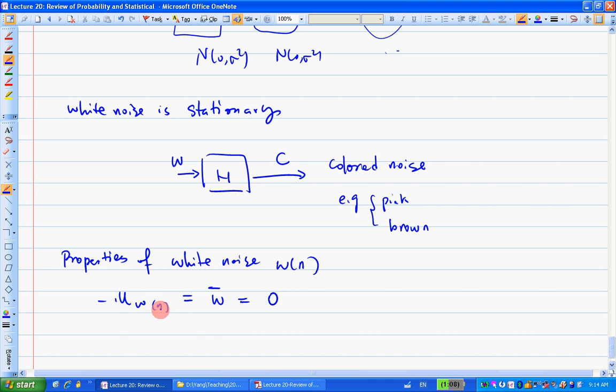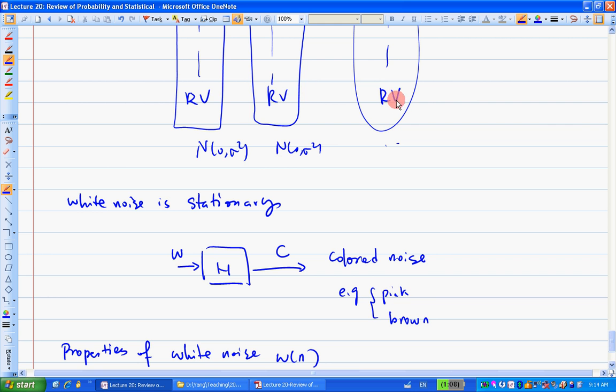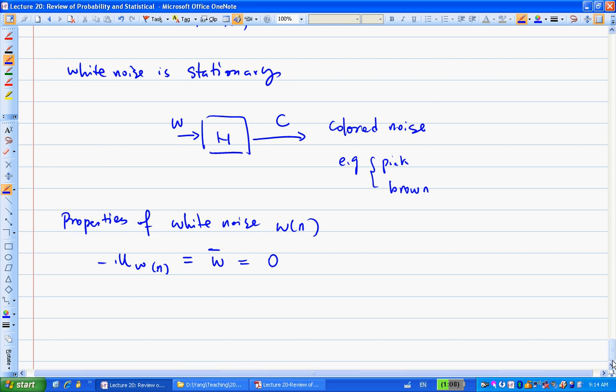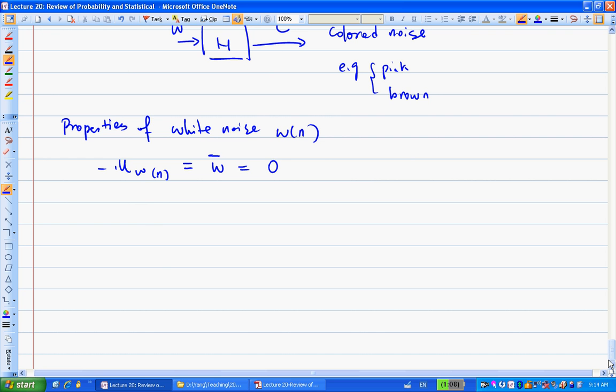So when you write this, mu W of n means what's the mean value at 0? What's the mean value at 1? What's the mean value at 2? Basically what I showed you here, that's the mean value of this. And what will be the autocovariance?